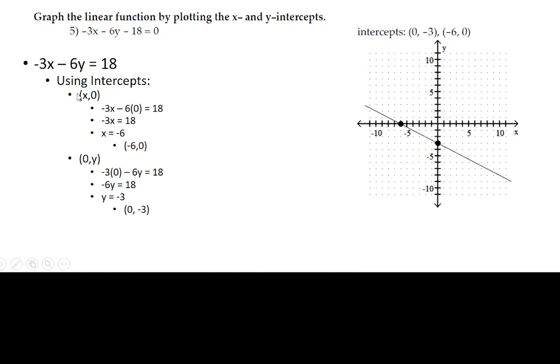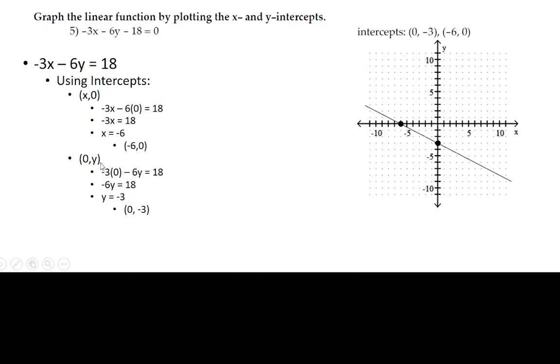First, we have our x-intercept where y is 0. Plug 0 in for y. We get -3x - 6 times 0 = 18. The -6 times 0 disappears, just leaving us with -3x = 18. And dividing both sides by -3 gives us x = -6. So our x-intercept is (-6, 0).